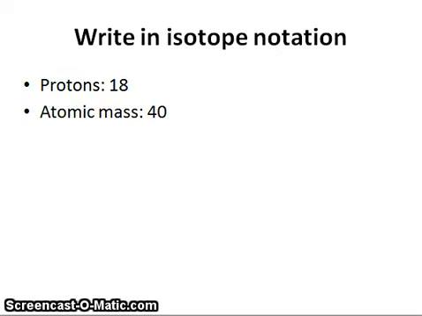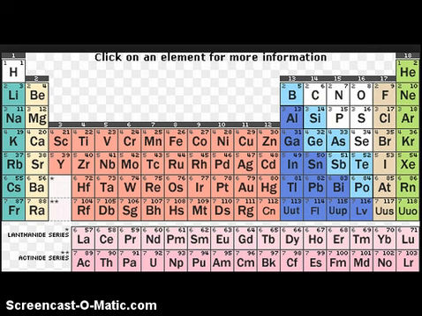Now let's do it the other way around. Let's try to solve a problem where we have the number of protons and the atomic mass, and we have to write this in isotope notation. First thing we do is we take a look at the number of protons, and we have 18 protons. Now we have to use a periodic table to find which element contains 18 protons. We go to the periodic table and we see that argon would be the element that has 18 protons.